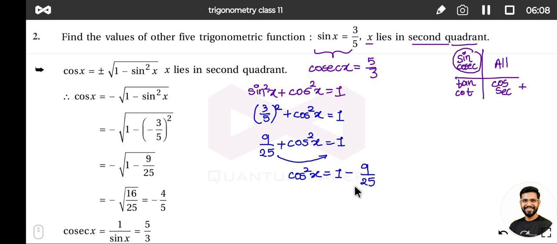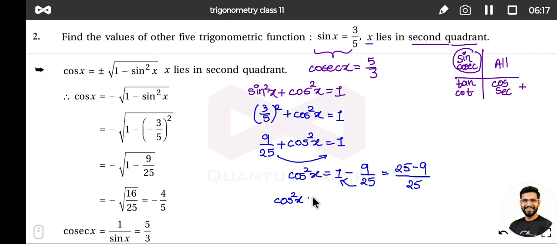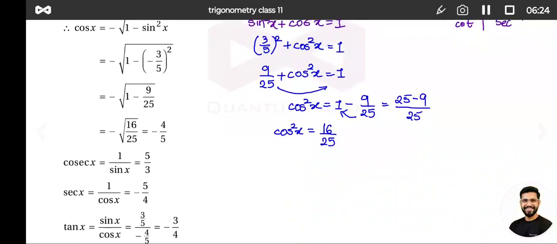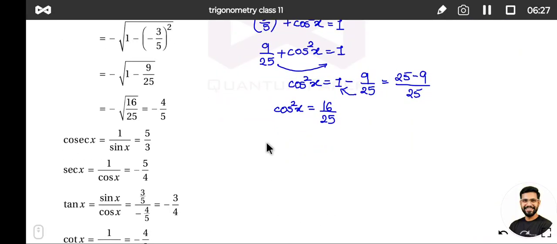Then do the cross multiplication. So 25 into 1, 25 minus 9, whole divided by 25. So cos² x is equal to 25 minus 9, which is nothing but 16 upon 25. If we take the square root on both sides, we will get cos x is equal to root of 16 by 25. But before the root, a plus or minus sign is there. So square root of 16, which is 4, upon square root of 25, which is 5.